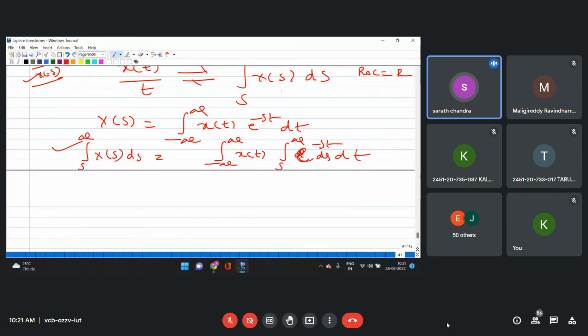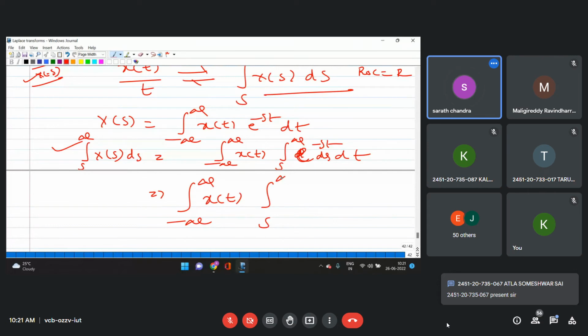Left hand side it's done. Now what we have to get is x of t by t. For this, let me rewrite this properly: integral from minus infinity to plus infinity, x of t will be as such. Now I have integration from s to infinity, e power minus st ds, of course, dt here.